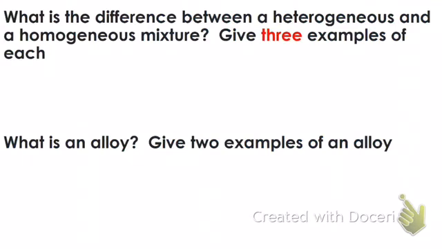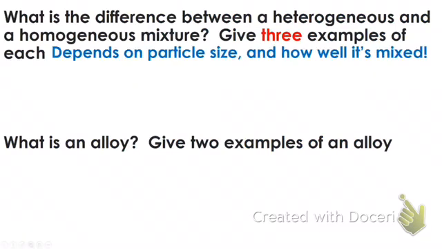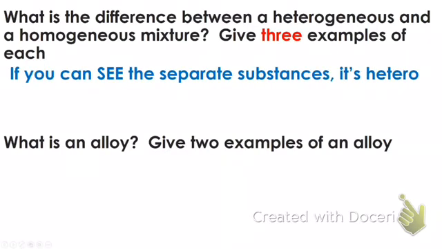Now, what's the difference between heterogeneous and homogeneous? We said it really came down to how well it's mixed and how big those chunks are. But what I would probably write is, if you can see the separate substances, then it's hetero. Now, 3 examples of each. I do want you to think about some of these. Think about things that are mixed together. And then think, can I see that separate stuff that's mixed together or not? So make a little T-chart or just make a little list. But I want to see 3 examples of homogeneous mixtures and 3 examples of heterogeneous mixtures. Let's see what you can come up with.